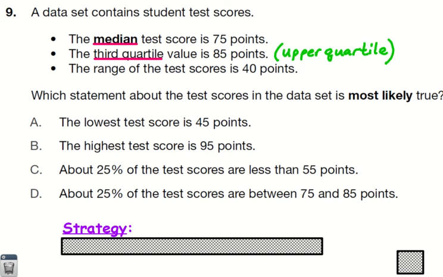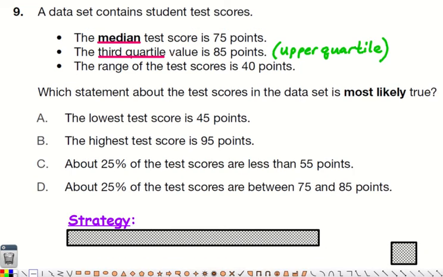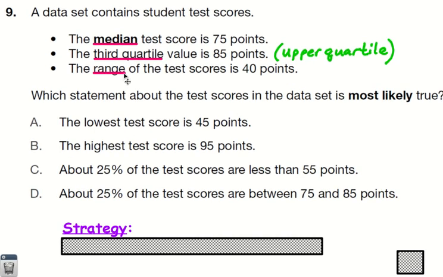And then we have the range. Now this is not domain and range, this is range of a data set. So here the range is going to be the difference between the absolute lowest score and the absolute highest score. It's what you get when you subtract the high score minus the low score. So that means 40 points.